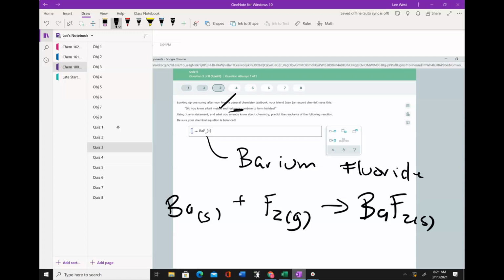All right, so you've got to be aware of the physical states of the elements, solids, liquids, gases, and you also need to know whether the element is diatomic or not. Okay.